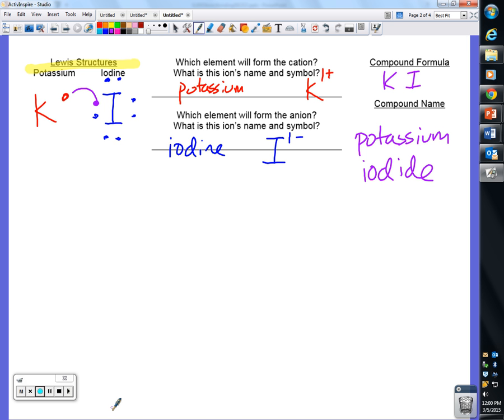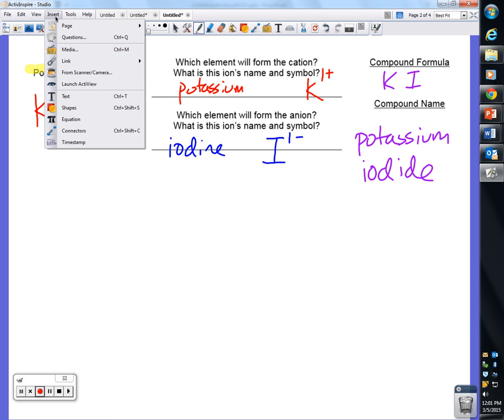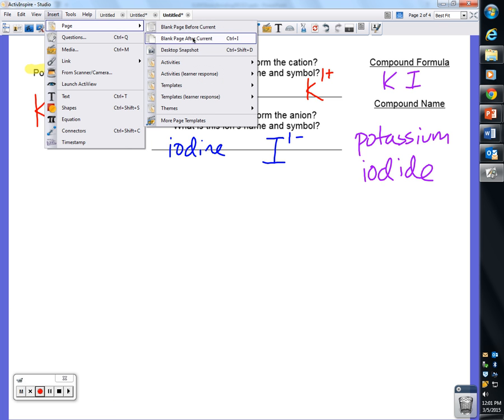Okay, that's a good question. Kate asked, right here, this is happy because potassium has 8 valence electrons. But what if we do something like lithium? So let's do that.